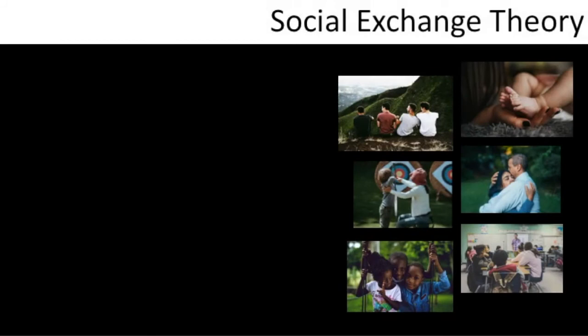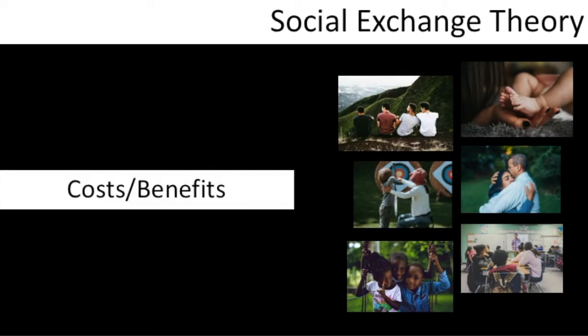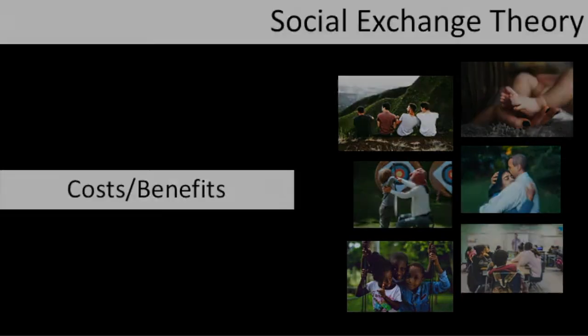Moving on to social exchange theory, basically, this uses an economic model to weigh the costs and benefits associated with a given relationship. So basically, the idea is that when we're in a relationship, we're constantly evaluating the benefits of that relationship and the associated costs. If we decide that the costs outweigh the benefits, then we are far more likely to terminate that relationship.